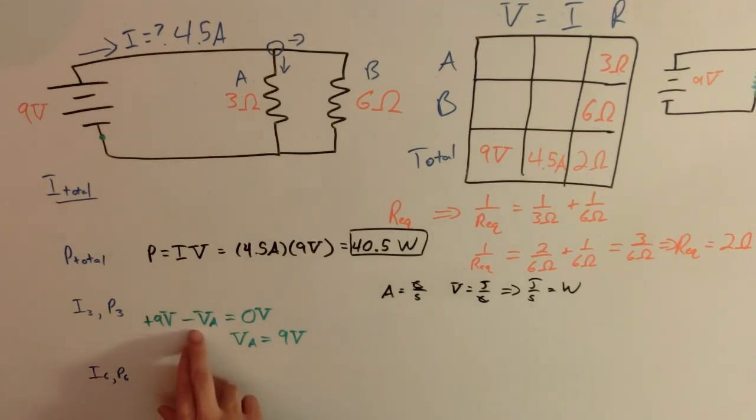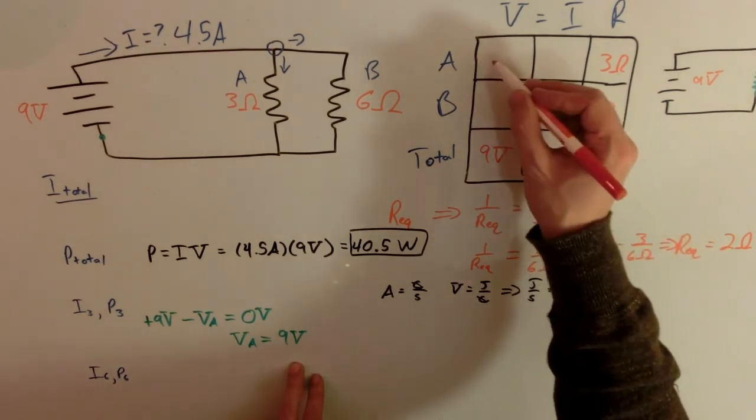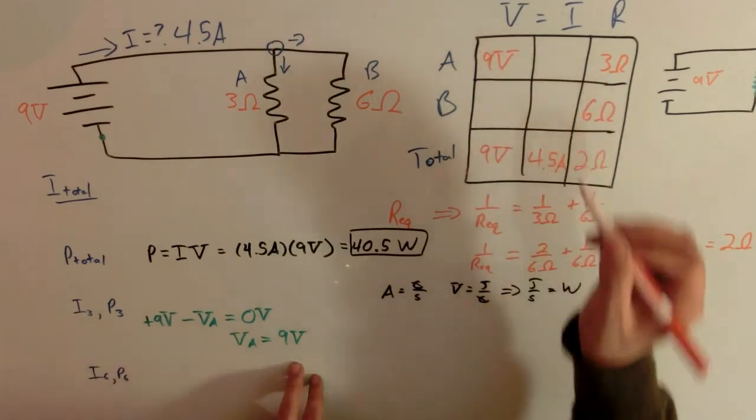Now, we're keeping track of the voltage drop, the negative here. We've taken that into account, that it's pulling that energy out, and that really only comes into play when we're doing the loop rule itself. So when I plug it into my chart over here, I'm just going to put it in as a 9 volt value. Okay, so I know my voltage drop across A is 9 volts.